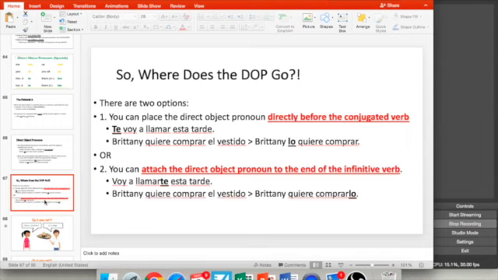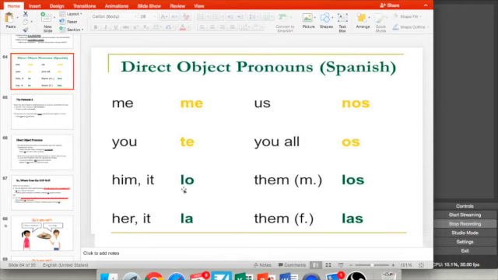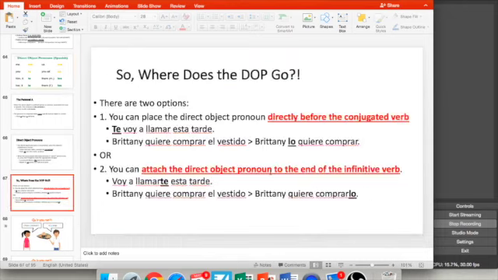Here's another example. Brittany wants to buy the dress. We can shorten that to say Brittany wants to buy it. Well, what's the it we're talking about? The it is a dress, which in Spanish is el vestido. You know that el vestido is masculine and it is singular. So therefore, I'm going to use lo instead of la to say it, right? Okay, so my options: Brittany wants to buy. Brittany quiere, she wants, to buy, comprar.